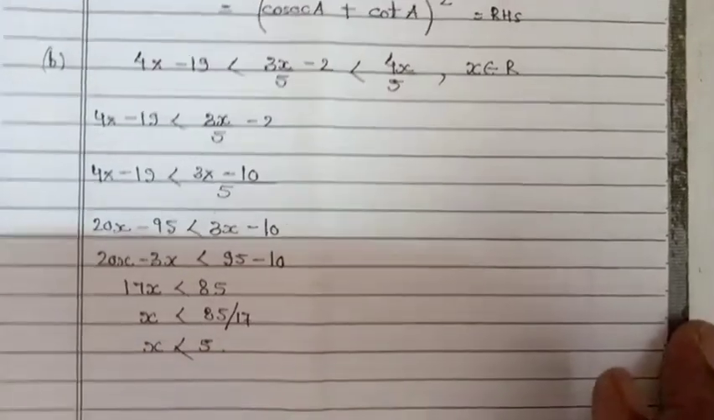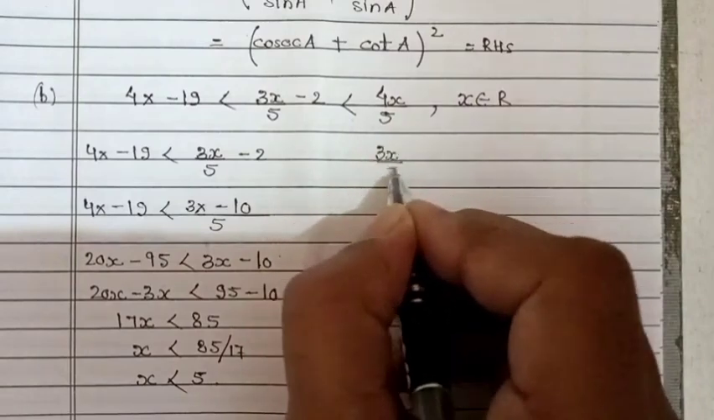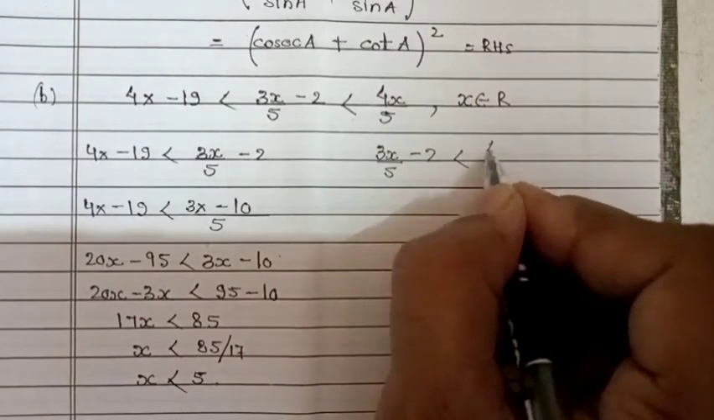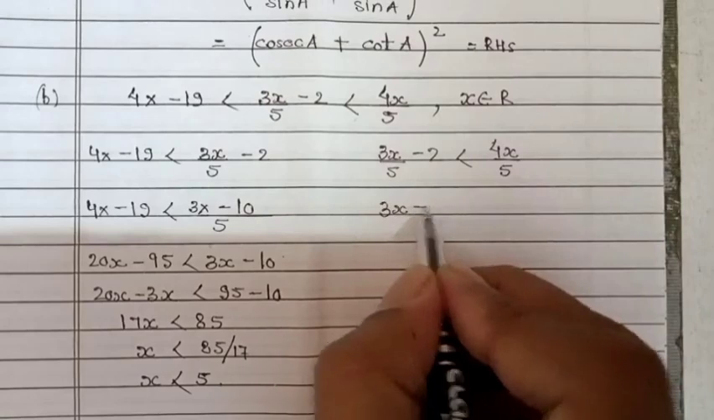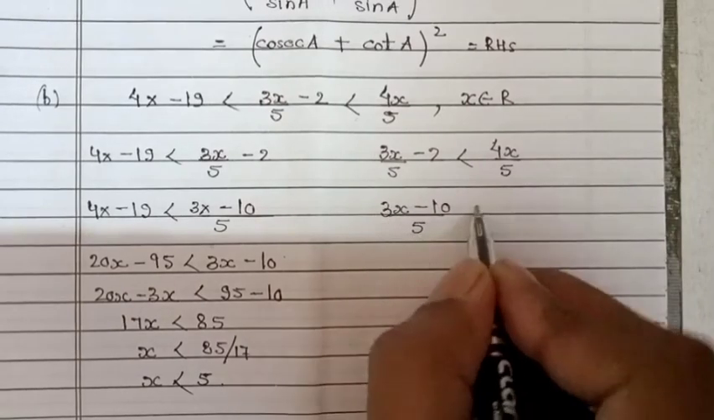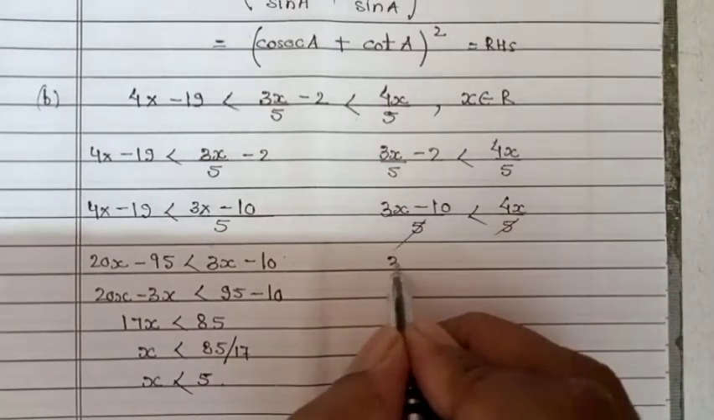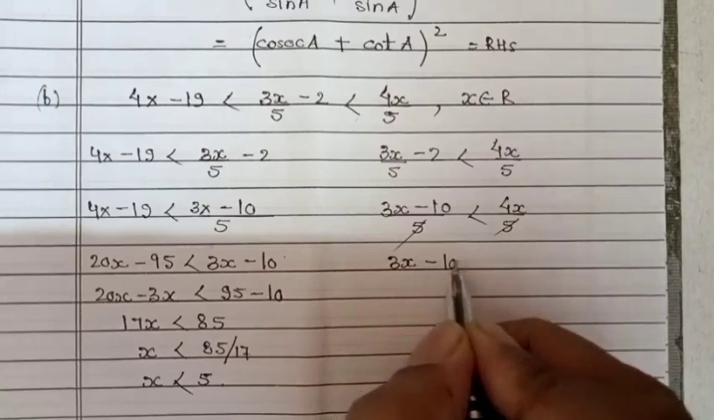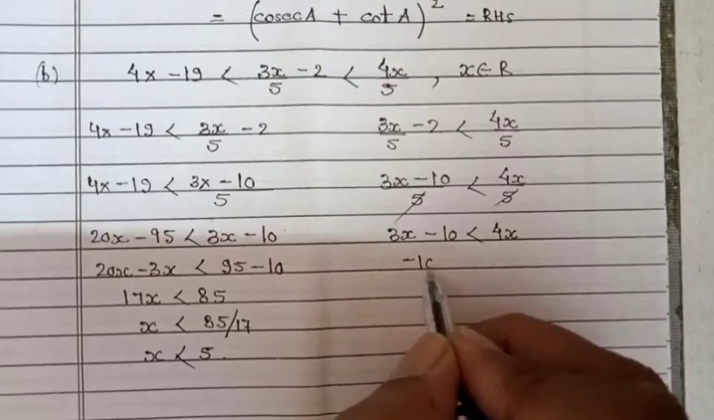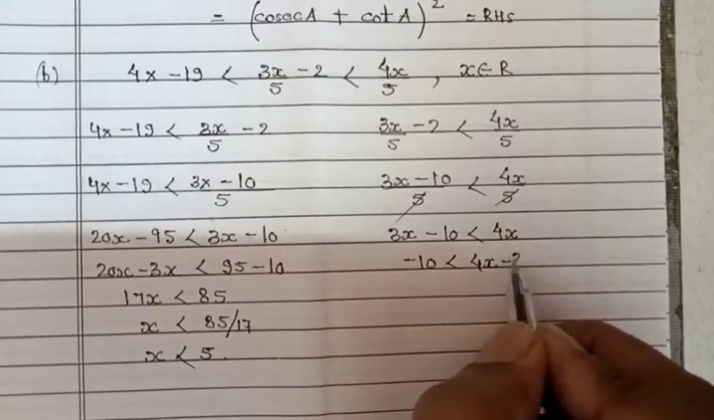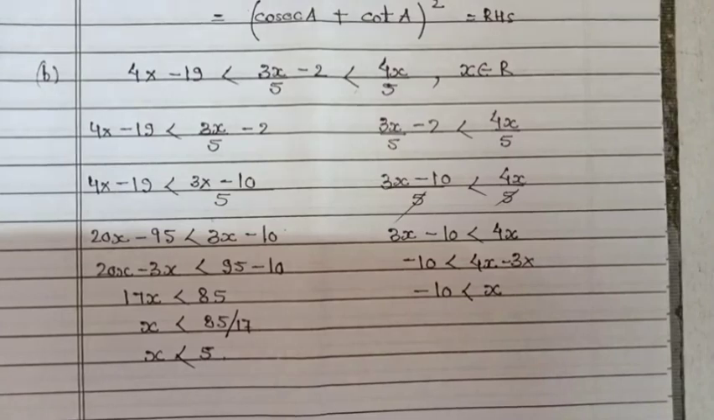Now let's solve the second inequality. This is the second one. So it is 3x upon 5. Your LCM will be 5, so you will get 3x minus 10, this will cancel out. So 3x minus 10 is less than 4x. So minus 10, this will give you x is greater than minus 10.